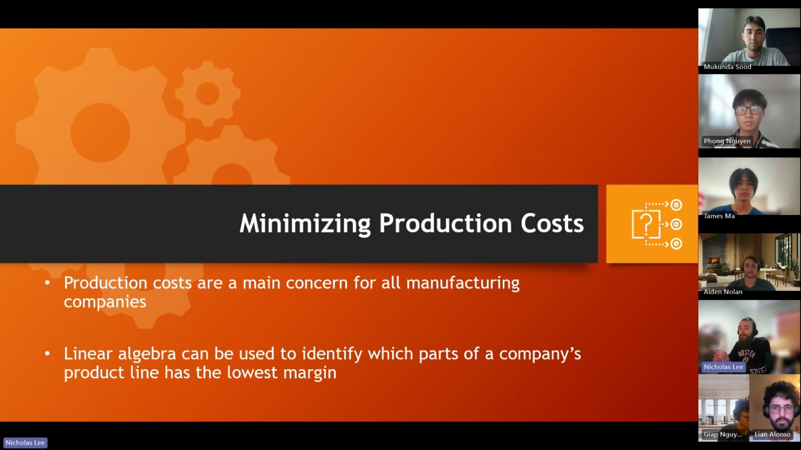There are two main ways to make money, right? There's either reducing the amount of production costs or increasing how much you sell. And one of them is more controllable than the other. So in the coming slides, our team will discuss how we use linear algebra to show what amount of each product was used to create the lowest production cost total.